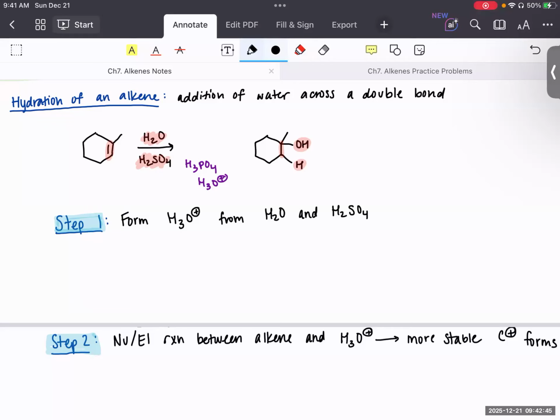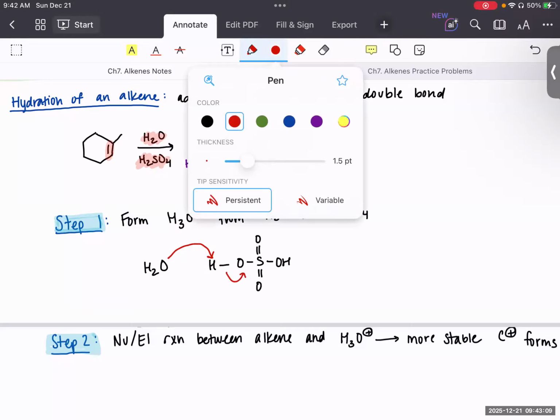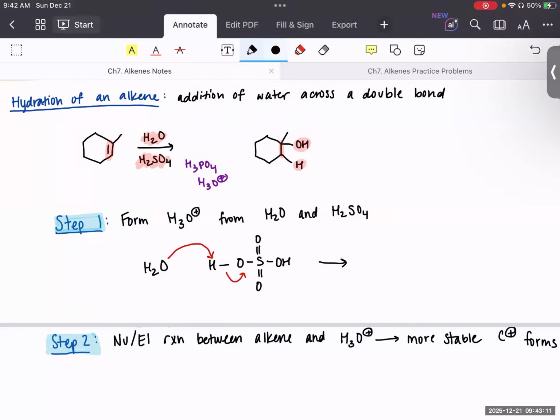In the first part of this reaction, we form that H3O+. If you already had H3O+, you can skip this step. It wouldn't be necessary to draw this out. Basically what we have is H2O, and then we have our reagent sulfuric acid, and I'll draw out the structure of H2SO4 like that. And so what we have is that the oxygen electrons pick up that hydrogen and form H3O+, plus our conjugate base.